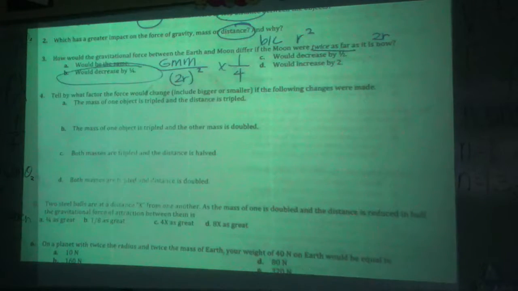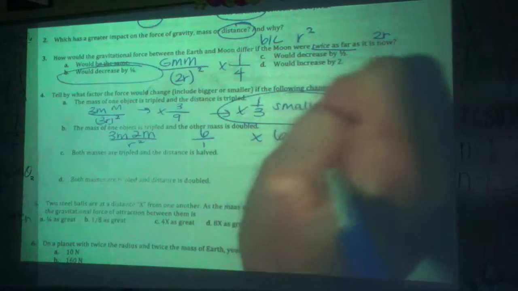Tell by what factor the force would change, including bigger or smaller, if the following happened. So if I have 3 times the mass and 3 times the distance, that's going to be times 3 over 9, which is times 1/3. Multiplying by 1/3 is getting smaller. If the mass of one is tripled and the other mass is doubled, so that's multiplying 3 times 2, that gives me 6 on top and nothing on bottom, so that would be 6 times bigger.